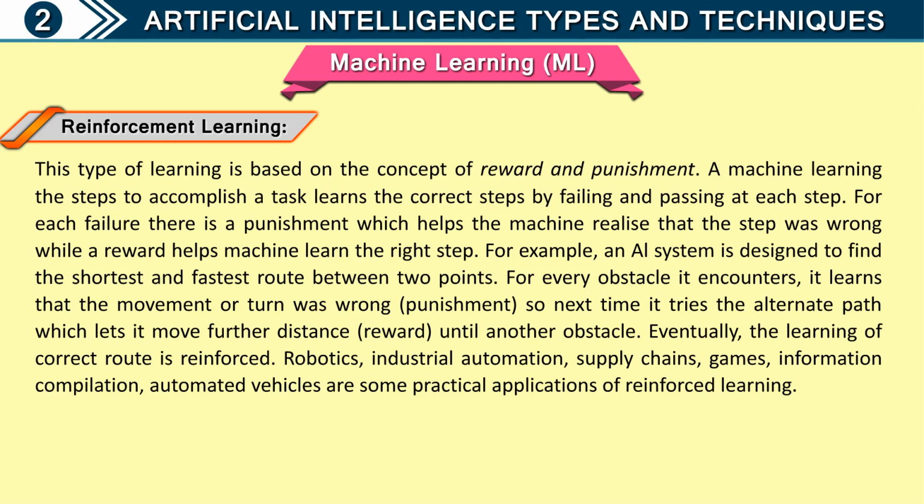For example, an AI system is designed to find the shortest and fastest route between 2 points. For every obstacle it encounters, it learns that the movement or turn was wrong, punishment. So next time it tries the alternate path which lets it move a further distance, reward, until another obstacle. Eventually the learning of the correct route is reinforced. Robotics, industrial automation, supply chains, games, information compilation, and automated vehicles are some practical applications of reinforcement learning.